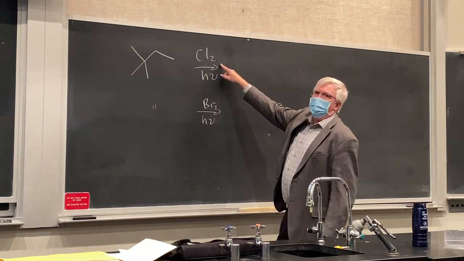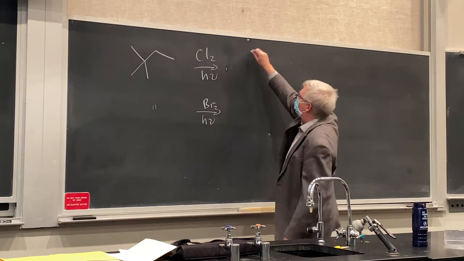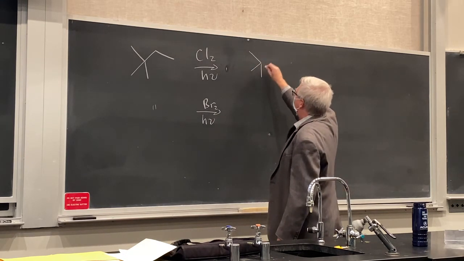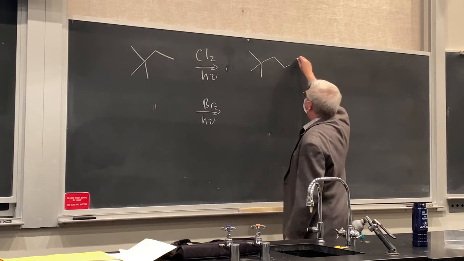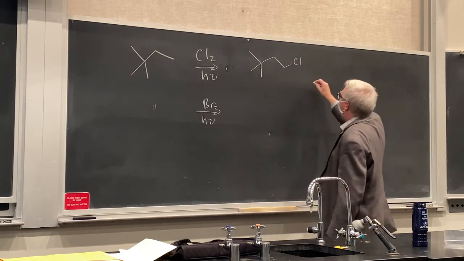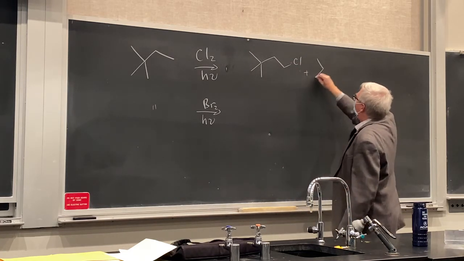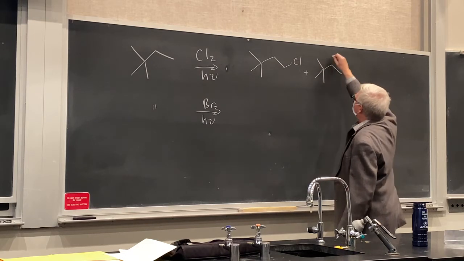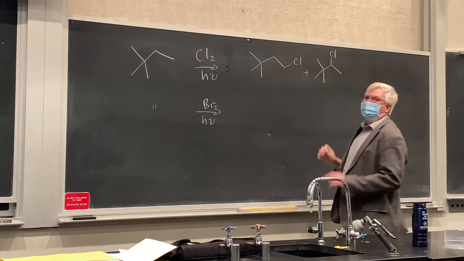Remember, chlorine is not selective, so it's going to form multiple constitutional isomers here. Yeah, it'll form that one, the primary one. It'll also form what other constitutional isomer? This one. Remember, no rearrangement.